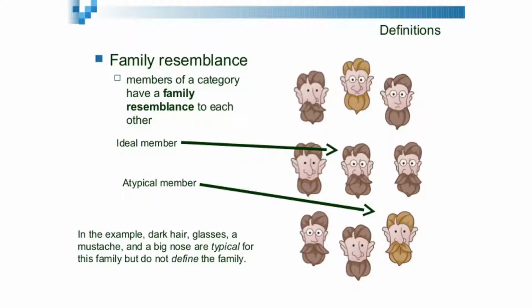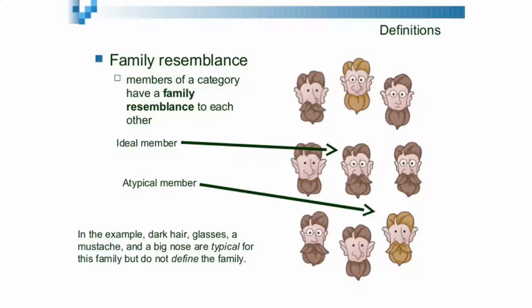Take a look at this other way of representing the Smith family. So, what are those attributes? Do we have a number of attributes that you could say are necessary and sufficient in order to say that anyone is part of this family? So, in this example, dark hair, glasses, a mustache, and a big nose are typical, but these attributes do not define the family.